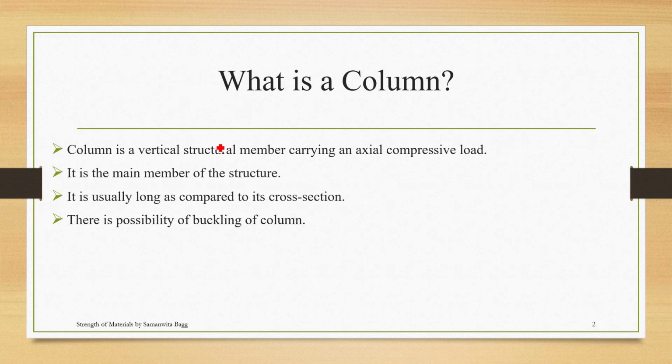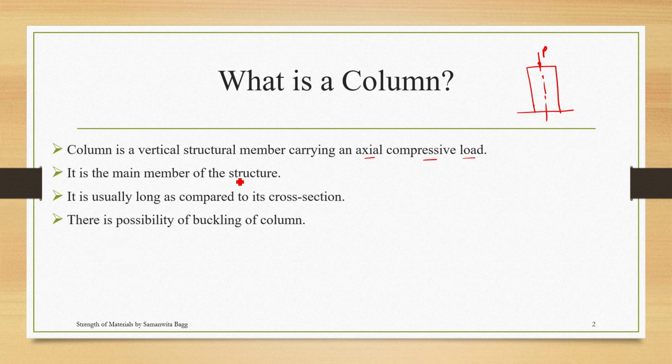A column is a vertical structural member carrying an axial compressive load. A column is something which is very much prevalent and everyone is aware of it. Sitting at home or in an office, you can look around and see that a column is a vertical member which is always axially loaded, which means the load is applied along the axis of this member. So it is called an axial load, and compressive because the load which comes on the column is always of compressive type. It is actually a load carrying member of the structure.